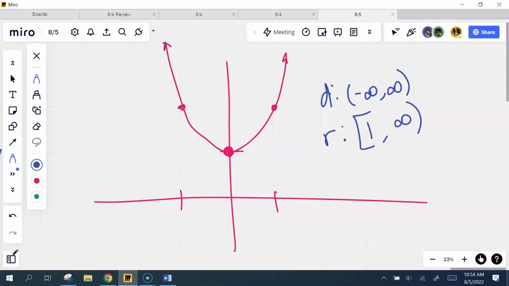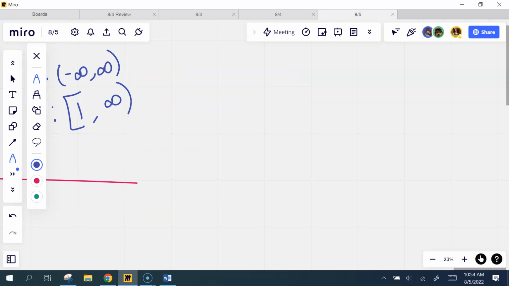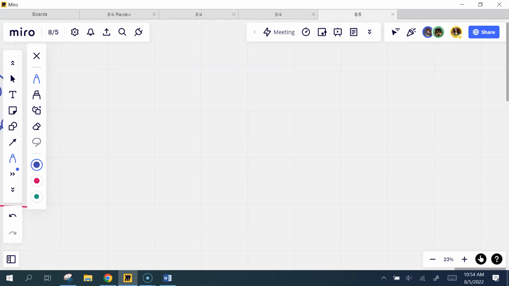So it's in domain and range. Is it a function? Yes or no? What's the domain? What's the range? Yes. Let's do another one.